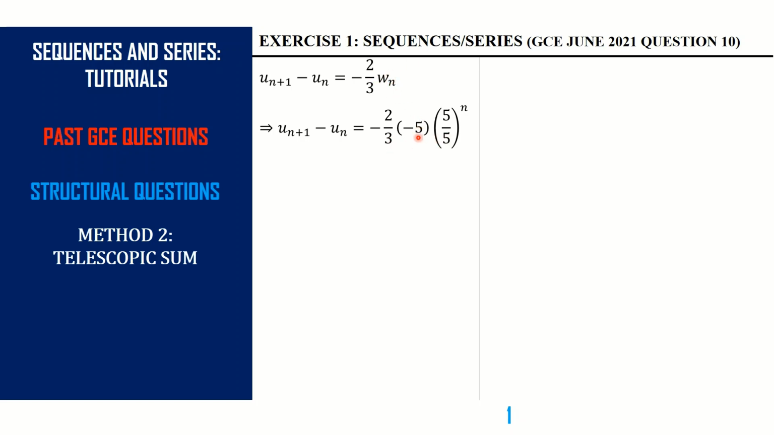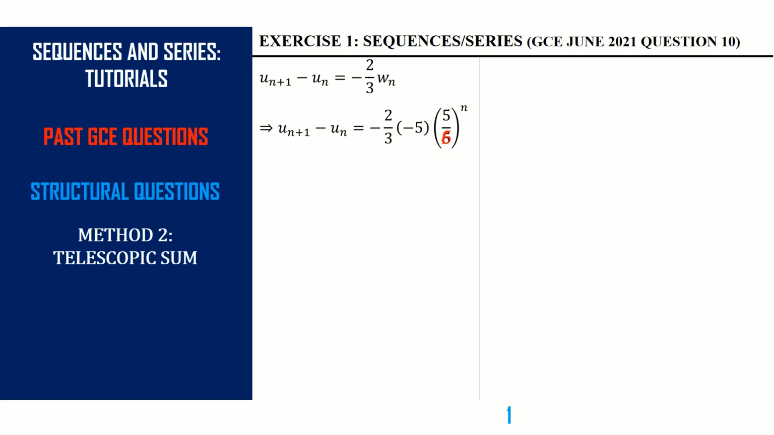Since this is w of n, negative 5 times 5 on 6, yeah, it's supposed to be 6, not 5, times 5 on 6. Let me correct it. Just give me a moment. Alright, so here it's supposed to be 5 divided by 6, not 5 divided by 5.